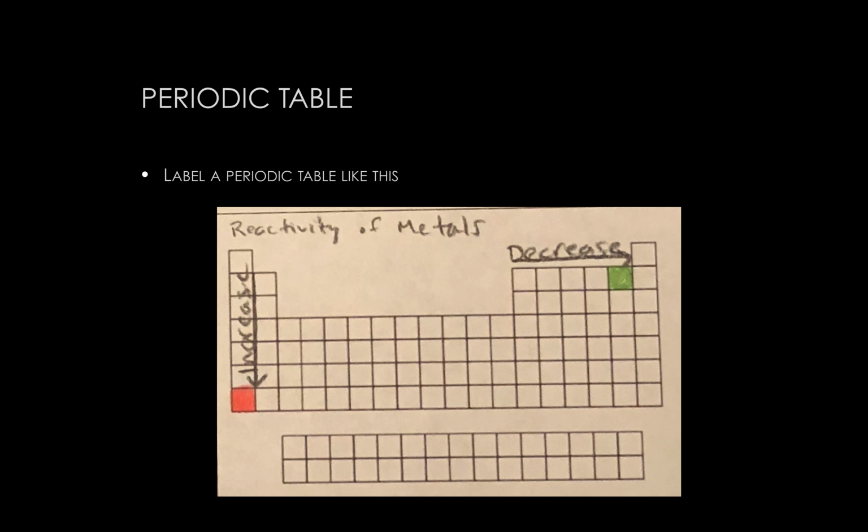So again, go ahead and fill out a periodic table. Francium red, fluorine green. I'm increasing towards francium and decreasing towards fluorine.